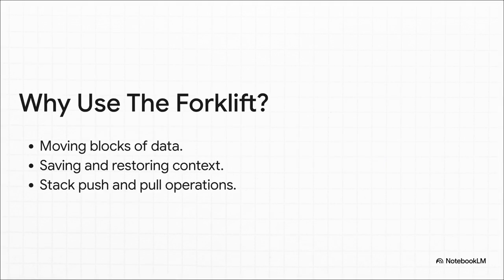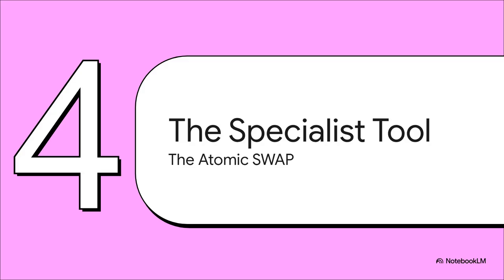And you use this forklift for all the big jobs, right? Need to copy a massive block of memory? Forklift. What about saving the entire state of your program, like everything on your workbench, so another task can run for a second? That's called a context switch. And yeah, you use a forklift for that too. It's fundamental to how modern multitasking even works.